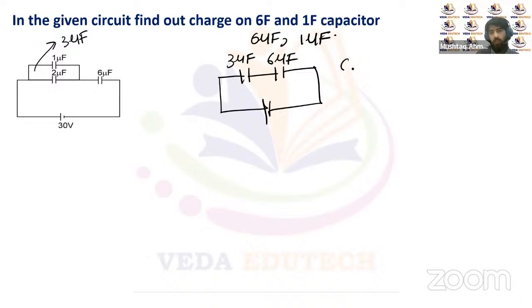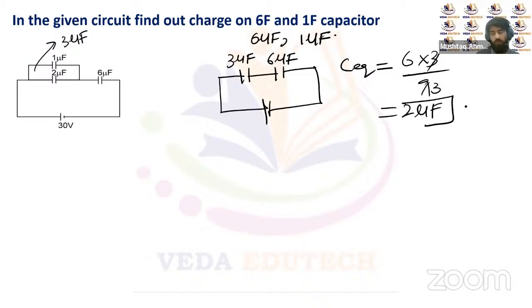So their equivalent capacitance will be 6 multiplied by 3 upon 9, right? So it will be 2 microfarads. This is the equivalent capacitance of the circuit, so the charge supplied by this battery will be C equivalent multiplied by V, right? That will be 30 multiplied by 2. So 60 microcoulombs of charge will be supplied by the battery.